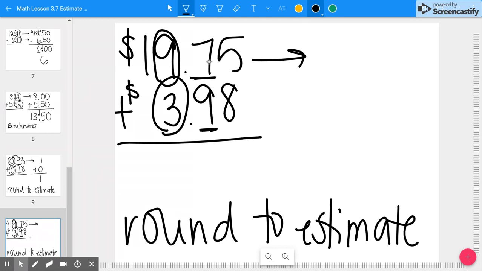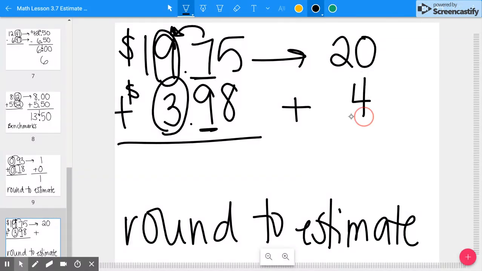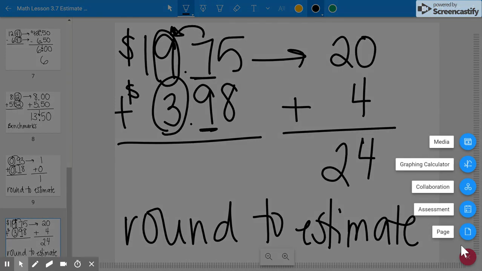Well, hold on a second. This is telling me 7 is greater than 5, so I need to add 1 to this 9. Okay, well, that would give me 10. So then I need to actually change all of this just to a 20. Now, look to the next one. This 9 is telling me that I need to add 1 to the 3. So that's going to become a 4. So now, this is simple math right here. 0 plus 4 is 4. 2 plus 0 is 2. So my estimate would be 24.